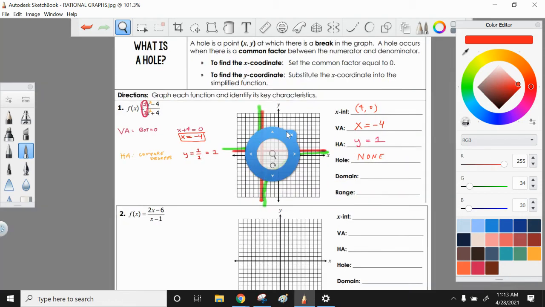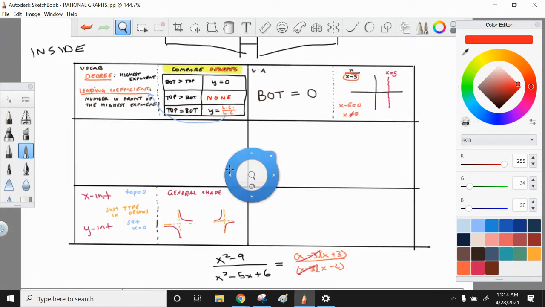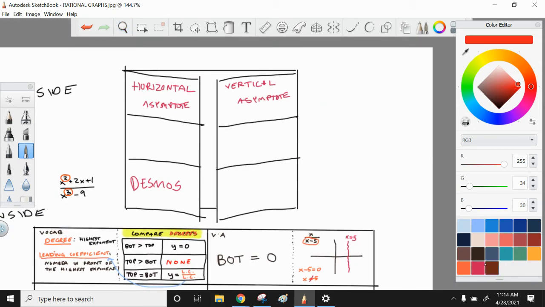Now, domain and range. Let's go back up here. Let's put domain and range as our 2 kind of middle ones. Okay? And as you can see, we're almost done. Domain, range.